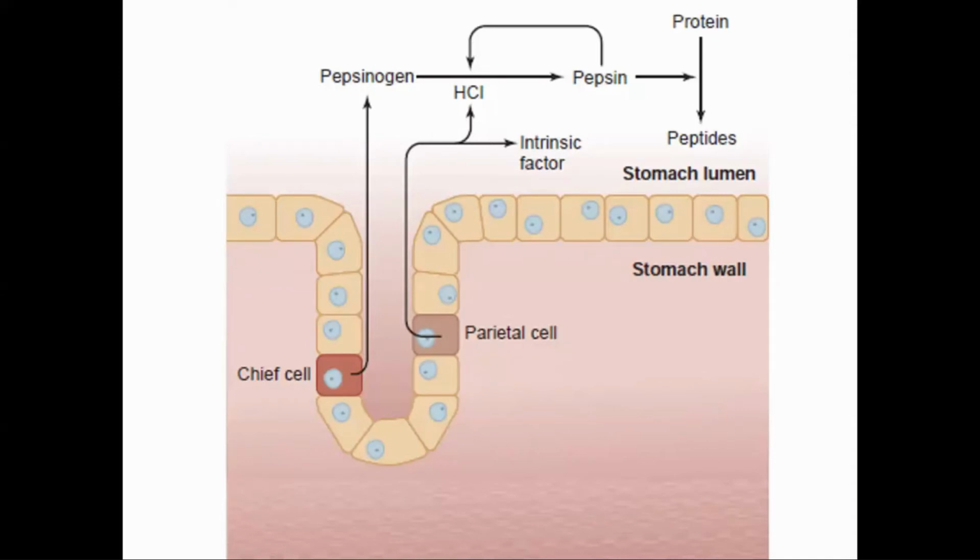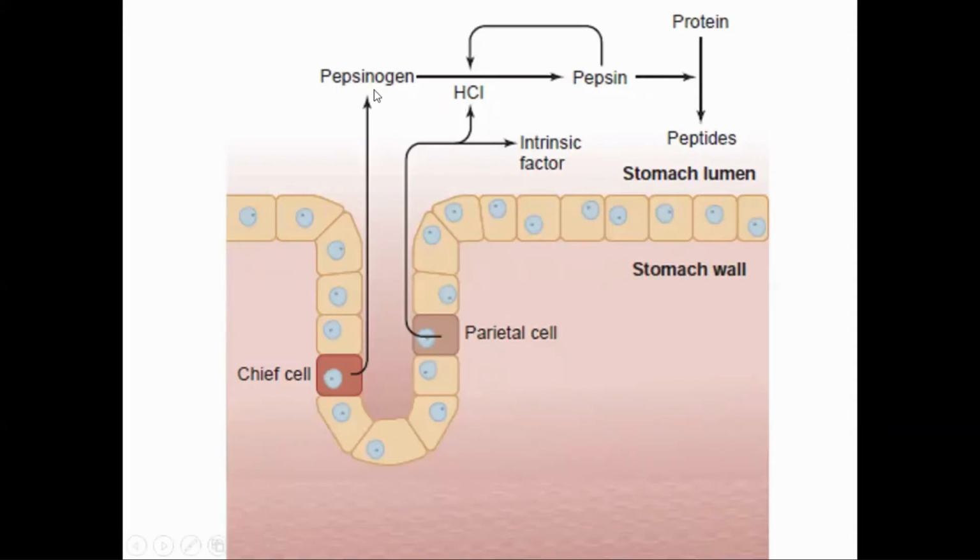Okay, am I clear? So pepsinogen is secreted from the chief cells. Chief cells secrete pepsinogen and gastric lipase. This pepsinogen is converted into the active form, pepsin, by the hydrochloric acid, which is secreted from the parietal cell.